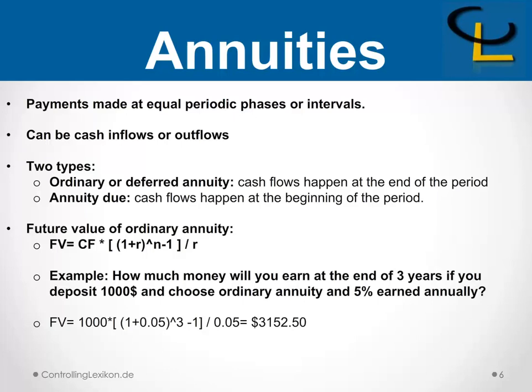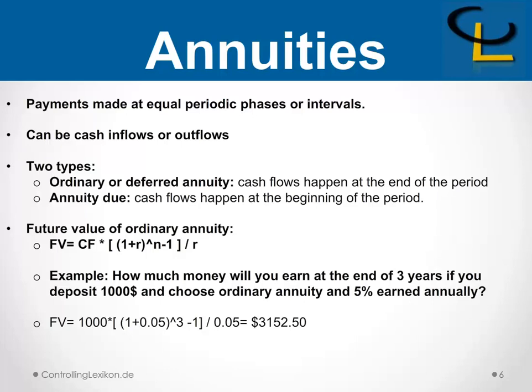First, future value of ordinary annuity. The formula is future value equals cash flow multiplied by the sum of 1 plus R, which is the interest rate, to the power of N, minus 1, all of this divided by R. An example: how much money will you have at the end of 3 years if you deposit $1,000, choose ordinary annuity, and earn 5% annually?